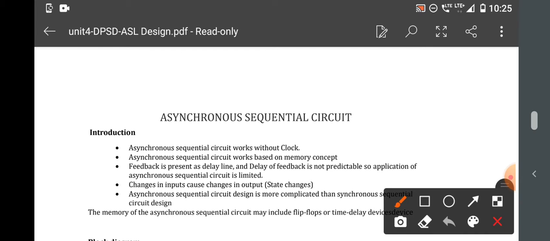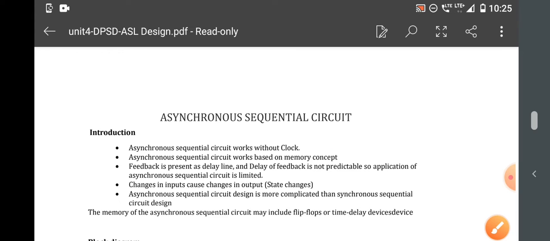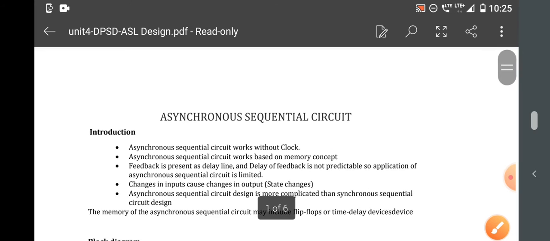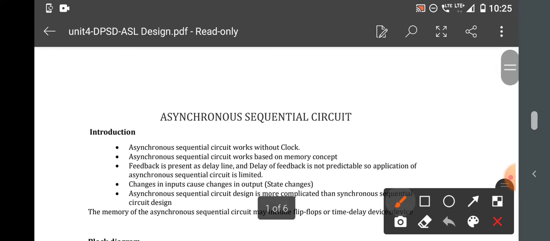So in an asynchronous sequential circuit, the system performs without the clock pulse. It is based on a memory concept introduced in the feedback element. The memory can be either a delay element or it can be using latches. Latches are nothing but flip-flops with unclocked information. A change is produced in the output with respect to the input variable under the steady state condition.